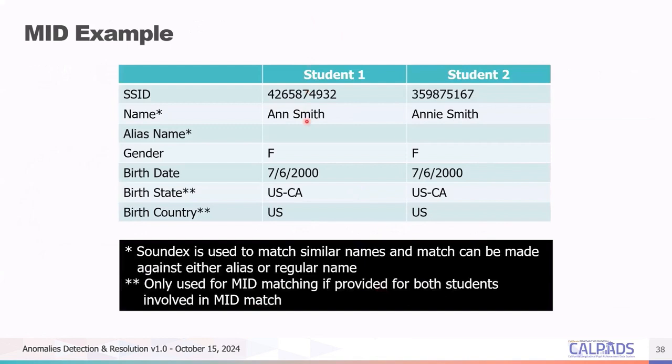So you have here two different SSIDs. One is Ann Smith, one is Annie Smith, but they have the same gender, same birth date, were born in California, born in the same country. It may or may not be the same student. If they're not the same student, then you ignore. If they're the same student, then you combine the two SSIDs.